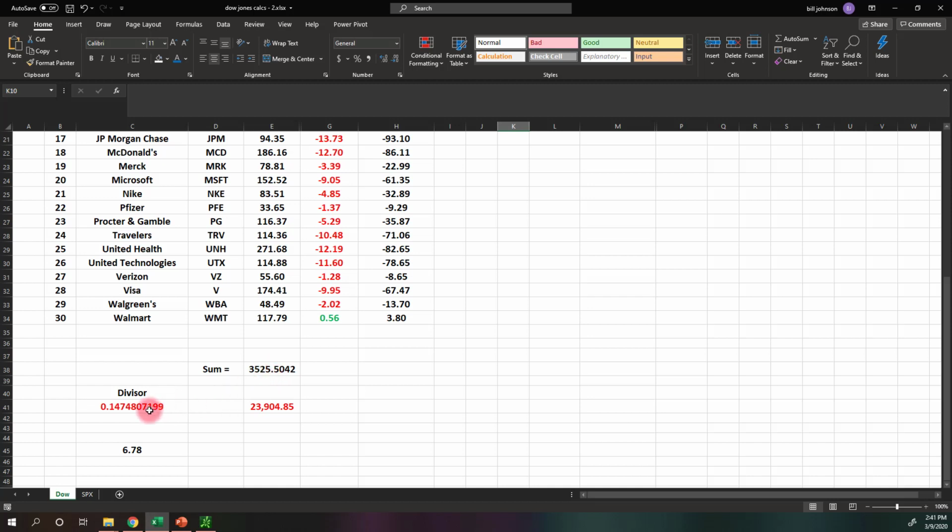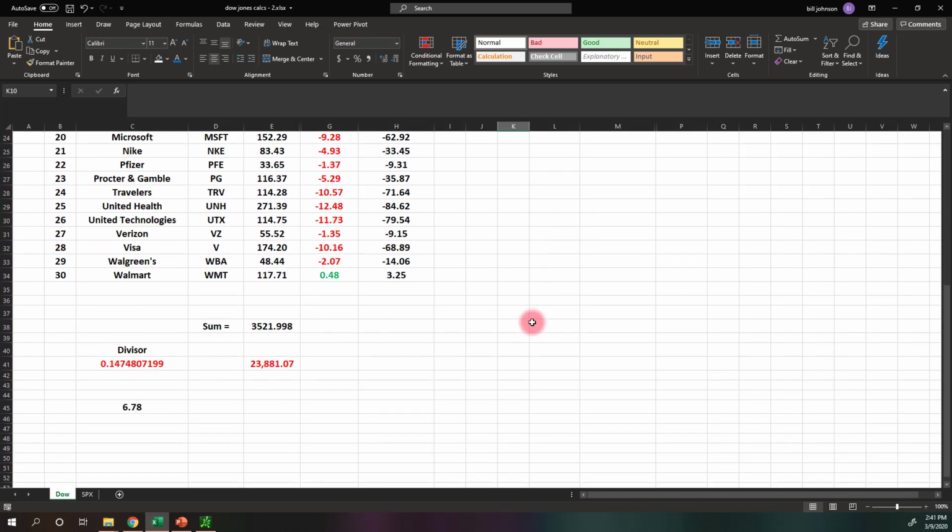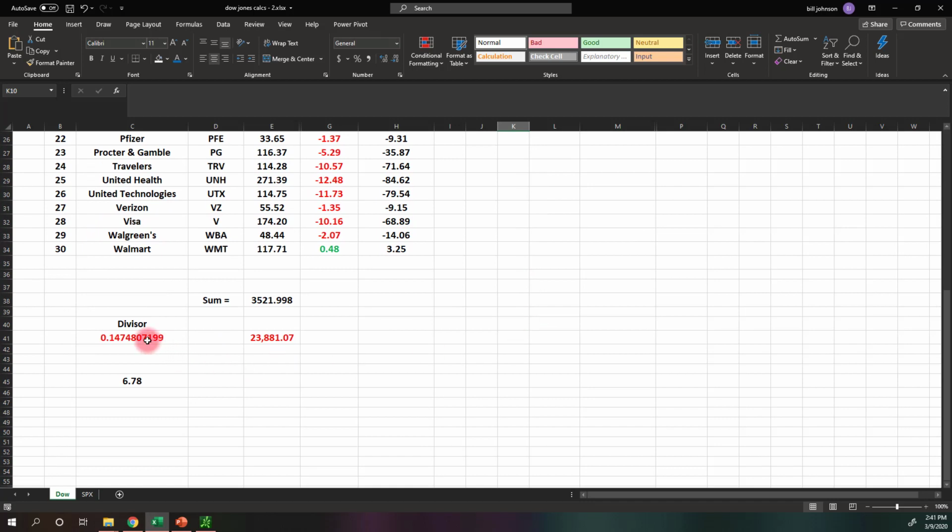Here's the divisor that I talked about. So if we take 35.25 divided by this number, we get 23,904, almost 905. So that's calculating it by hand. So now about 23,884. We come up here to the actual Dow, it's about 23,891. Part of the reason is that we're looking at delays by the time these are getting pulled in versus where the Dow is trading. But you can see it's pretty close. And as I talked about before, if we take 1 divided by this number, we get almost 7 Dow points.